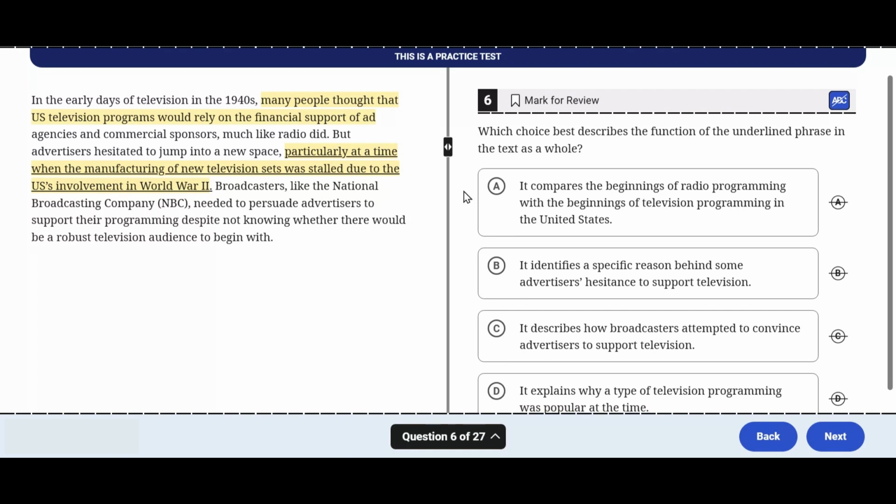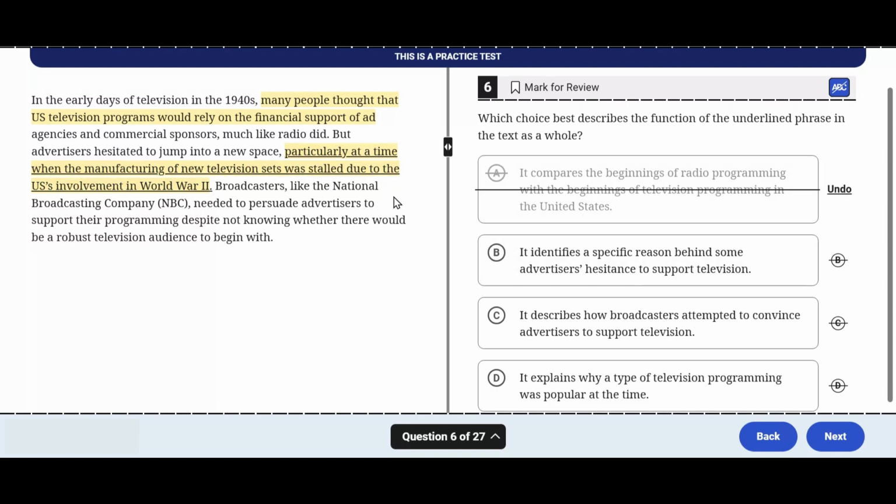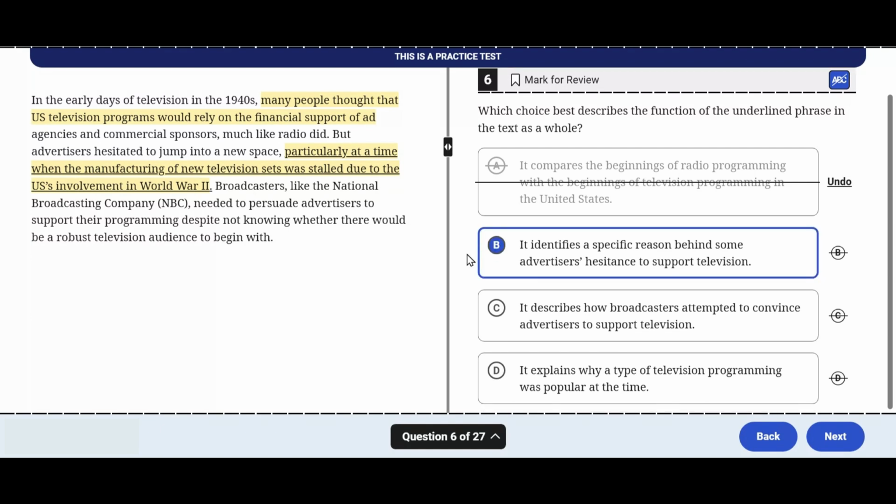It compares the beginnings of radio programming with the beginning of television programming in the United States. It's choice A. No, not really. It doesn't even mention radio programming in that underlined sentence. It identifies a specific reason behind some advertisers' hesitance to support television, because it says that the manufacturing of new television sets was stalled, so you wouldn't want to be making televisions at that time.